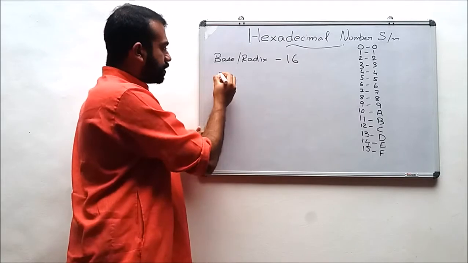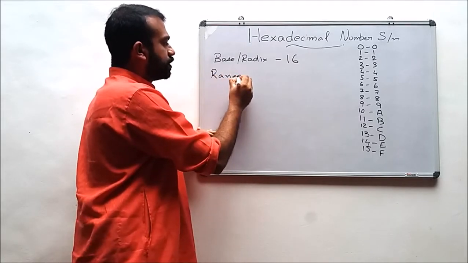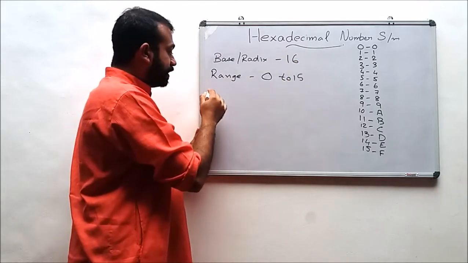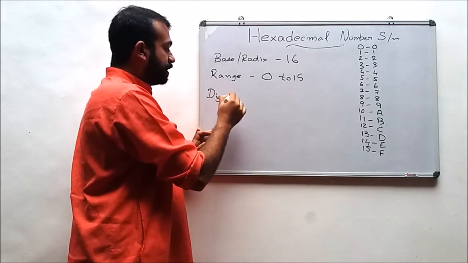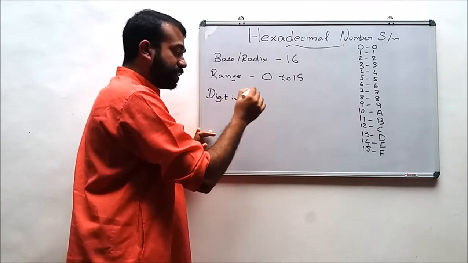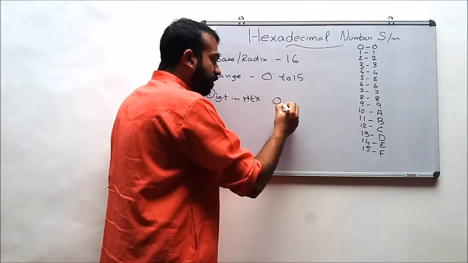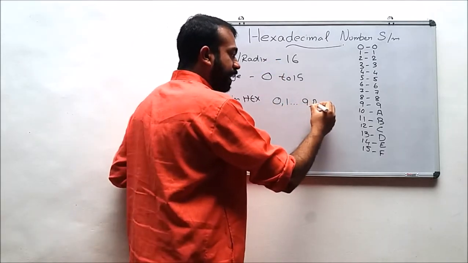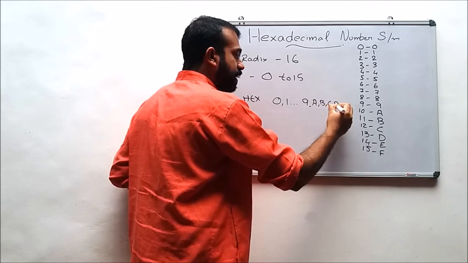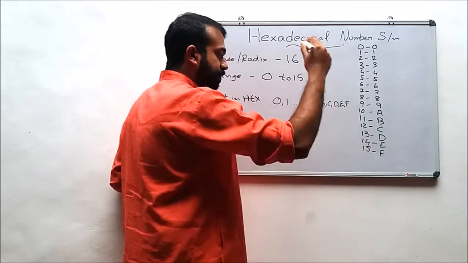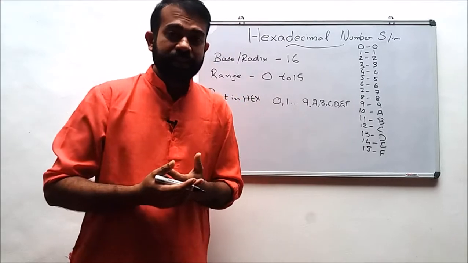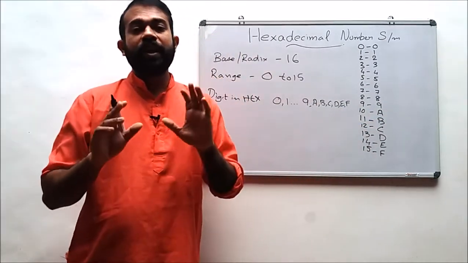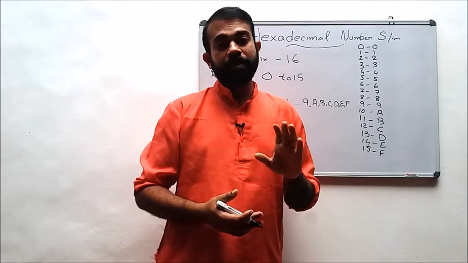The range of numbers is from 0 to 15, and the digits in hexadecimal representation are 0, 1, etc. up to 9 and A, B, C, D, E and F. So there are 16 different digits, ranging from 0 to 9 and from A to F. This is how we represent hexadecimal number systems.